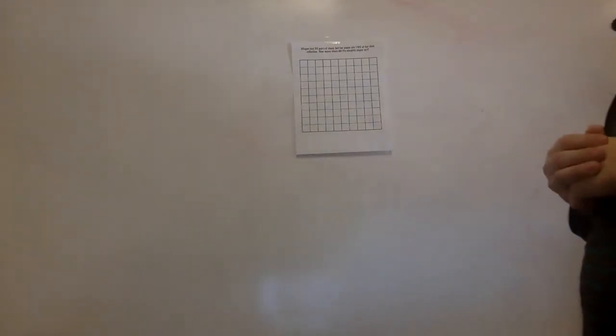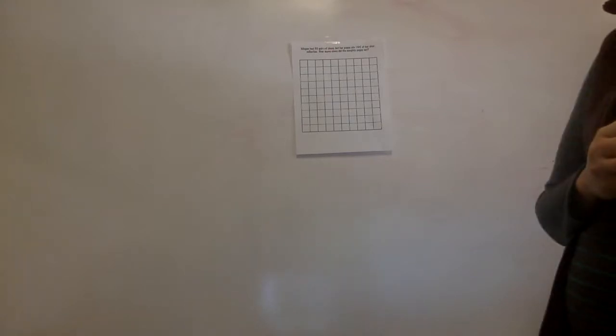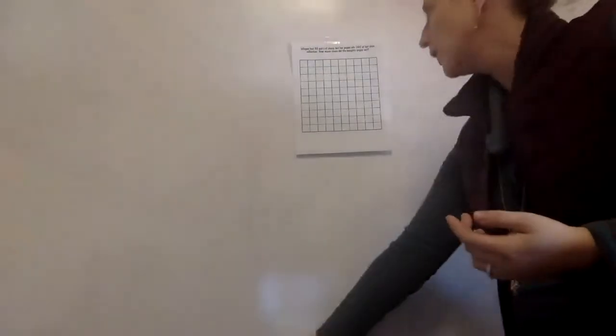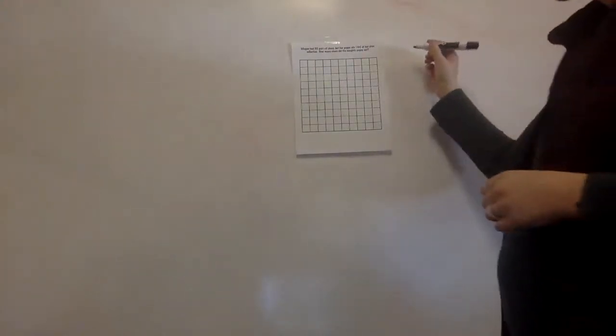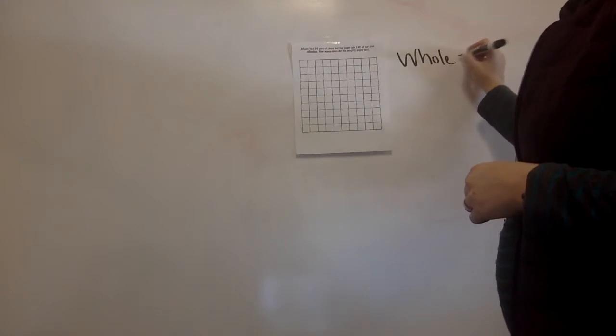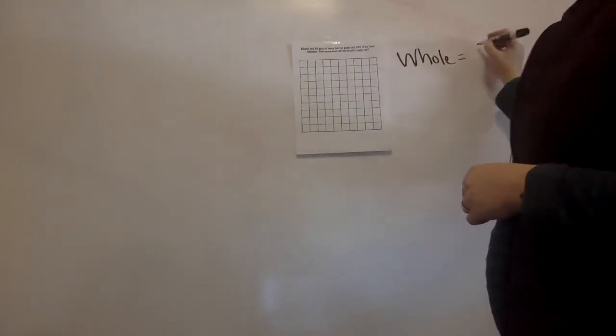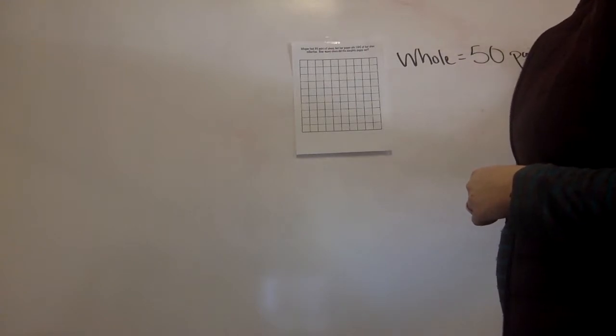Megan had 50 pairs of shoes, but her puppy ate 16% of her shoe collection. How many shoes did the naughty puppy eat? Okay, so this hundreds grid is going to represent my entire shoe collection. So the whole grid is going to represent my shoe collection, which is 50 pairs of shoes. So the whole grid is 50 pairs of shoes.